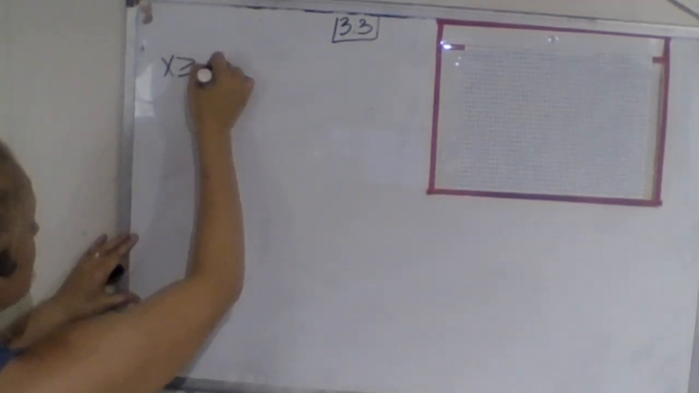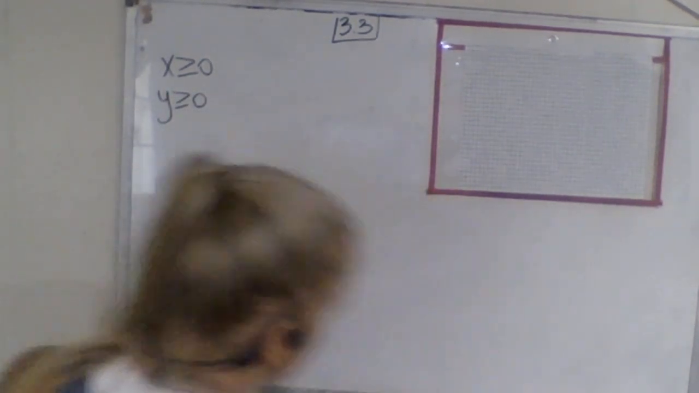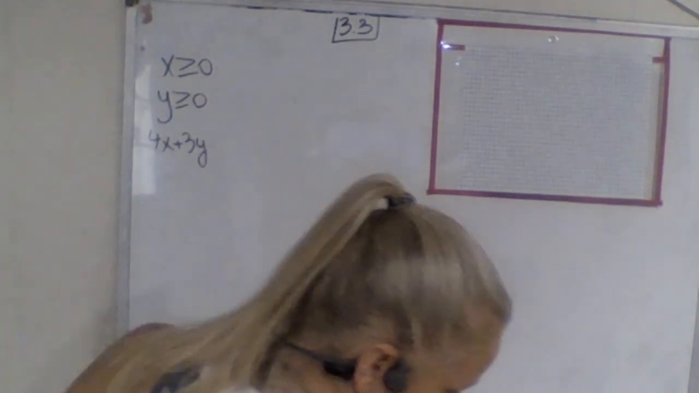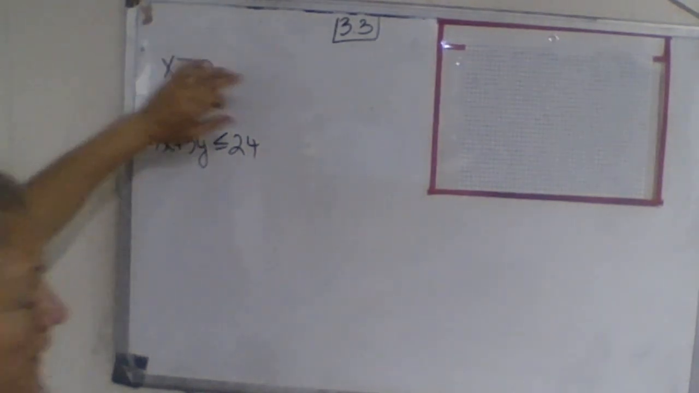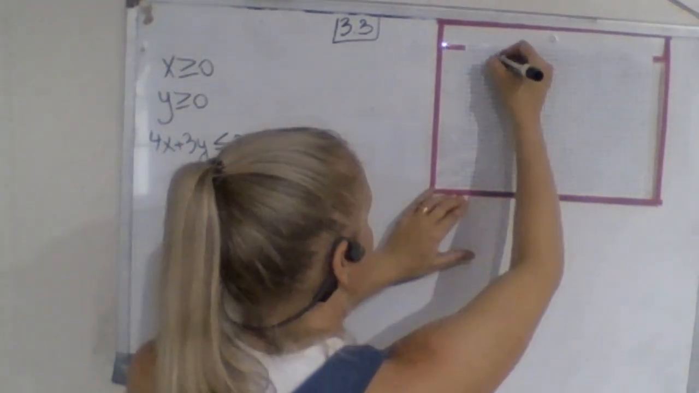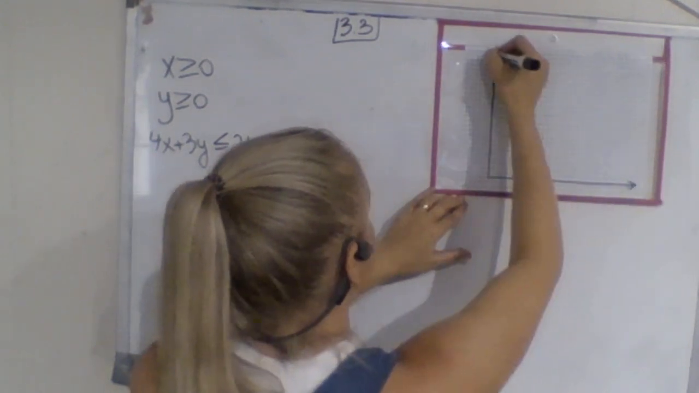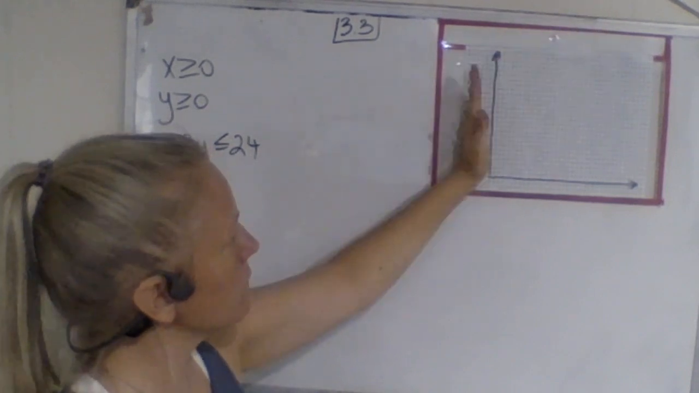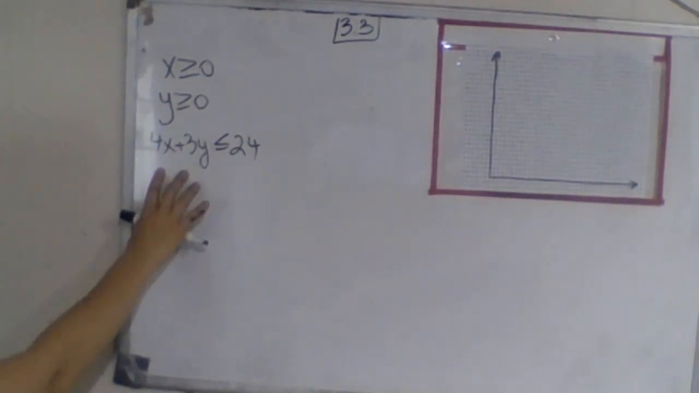Here are my parameters for this. I need my x to be greater or equal to 0, my y to be greater or equal to 0, and then 4x plus 3y has to be less than or equal to 24. These ones are easy to graph. I don't even need the negative numbers, right? Because I already know I'm staying in the positive realm. How do I know this? Because x has to be greater than 0, so all of this is shaded, and y has to be greater than 0, so all of this is shaded. The only one that I actually need to graph is this one.